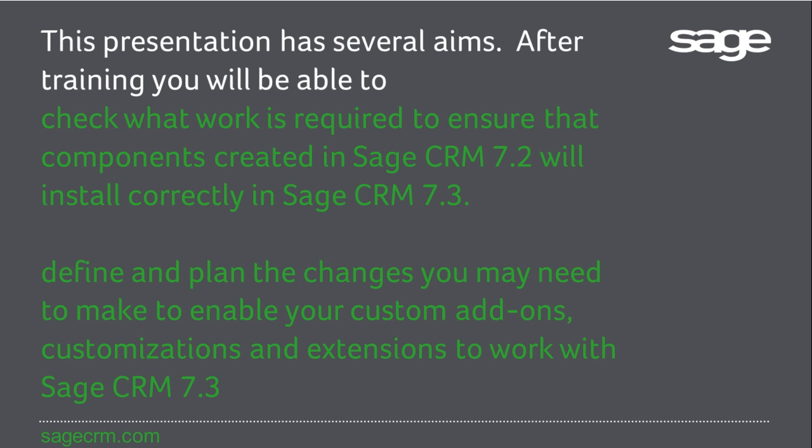You also need to understand what changes you may need to make to enable custom add-ons, customizations, and extensions that used to work inside Sage CRM 7.2 continue to work with Sage CRM 7.3 when a system is upgraded. So will your classic ASP pages, will your .NET assemblies, will your web services all work after you've upgraded a system from 7.2 to Sage CRM 7.3?